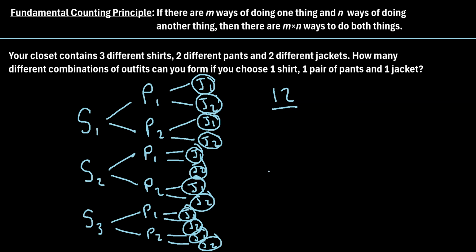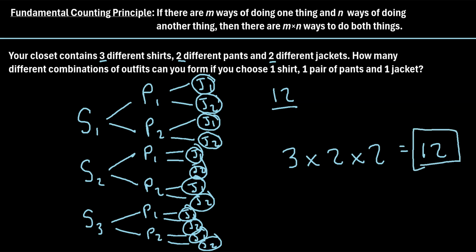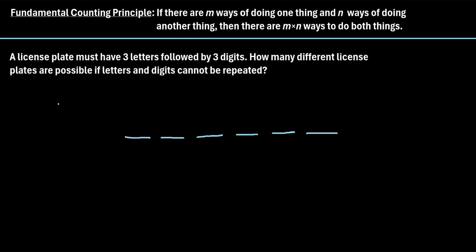Now, another way to do it, and perhaps an easier way than drawing out this tree diagram, is simply to multiply the number of ways of doing each task. So there are 3 different shirts, 2 different pants, and 2 different jackets. So all we really have to do is 3 times 2 times 2. So 3 times 2 is 6, times 2 is 12. So that gets us the same answer by just multiplying the total different number of ways that we could do each task.